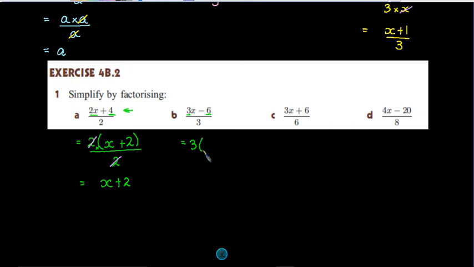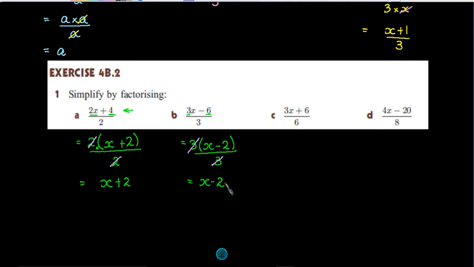Onward. Okay, what's the biggest number that goes into 3x and 6? It's 3. So 3 times x gives me the 3x. And 3 times what gives me 6, and you've got to put the minus in there too. So 3 times 2 gives me 6. It's all over 3. And we can cancel that 3 and that 3, and we're left with x take 2.